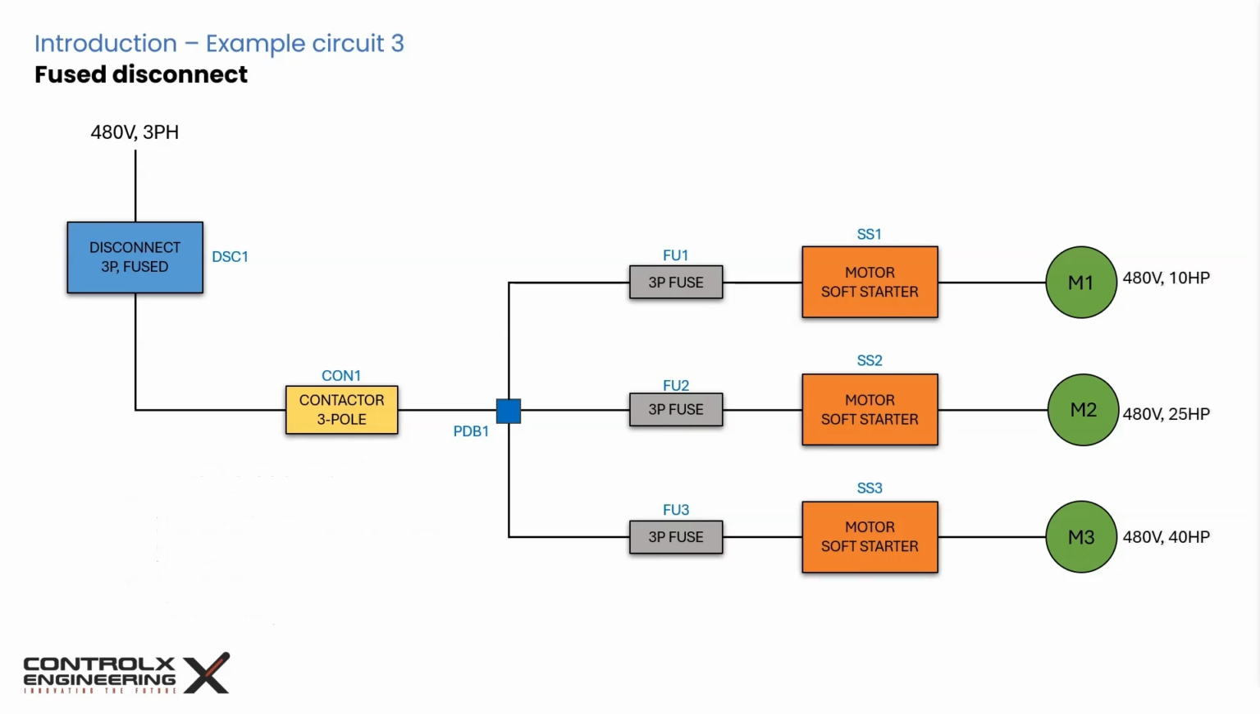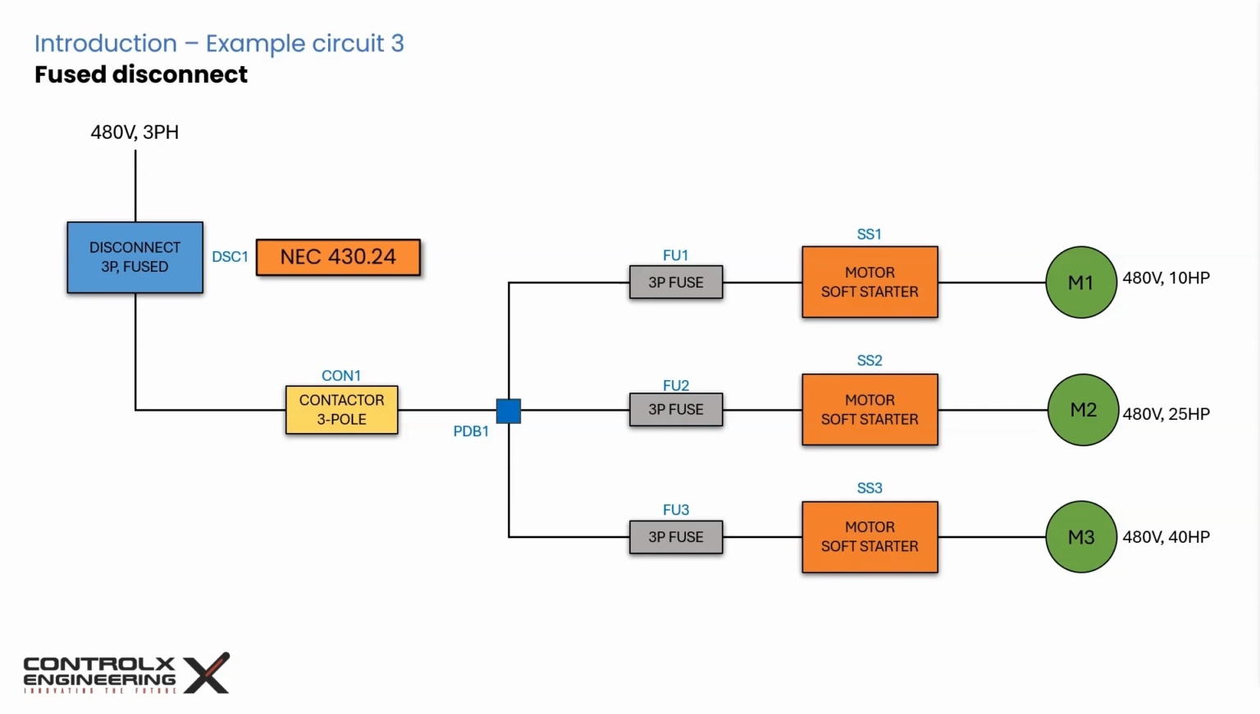Designing this circuit involves several steps to ensure compliance with NFPA and NEC standards while maintaining safety and efficiency. Here's a breakdown of the process. Let's start with the disconnect switch DSC1. To size this correctly, we need to determine the full load current that it must safely handle.